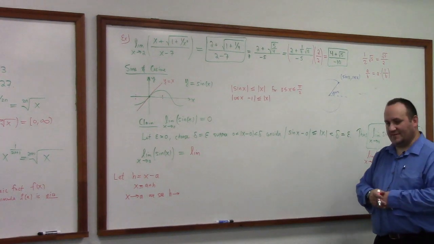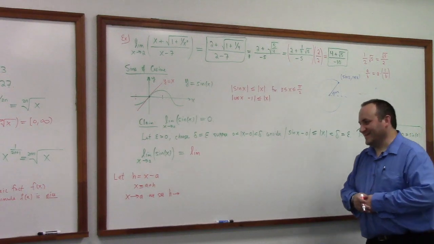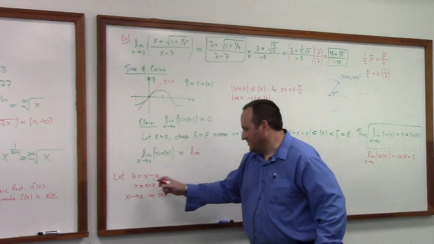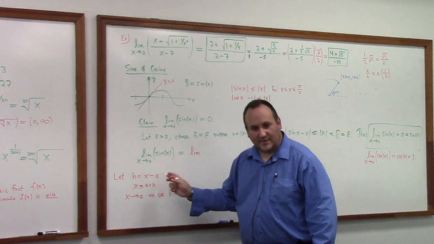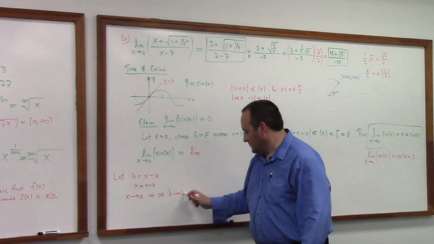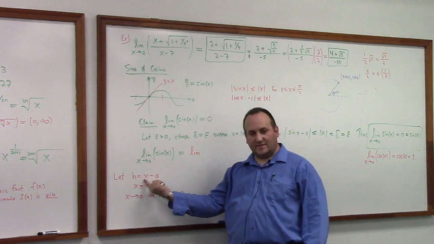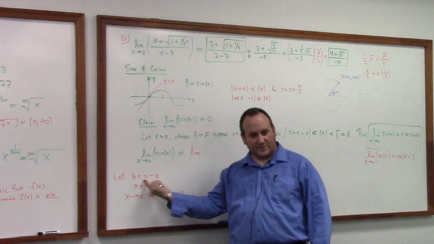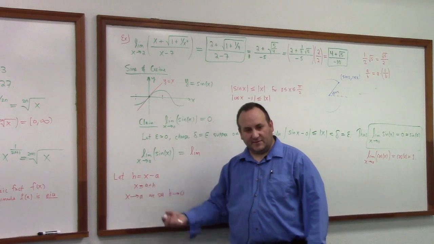No, if x goes to a, then x minus a goes to a minus a, and a minus a is 0. So h goes to 0, right? If x is approaching a, then these things are getting very, very close to each other, so when you subtract them, they're just 0, which is to say that that's going to 0.